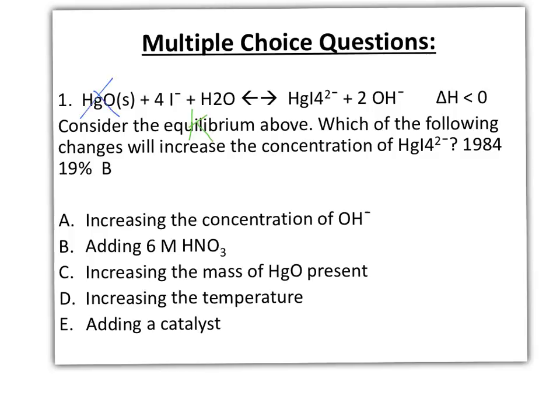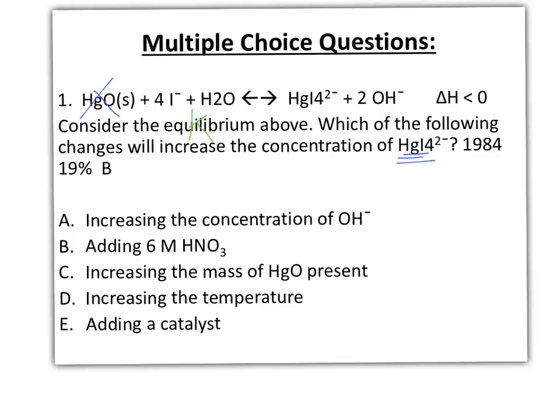Now let me ask you this. Can H2O be anything other than aqueous? No. We know water has the ability to be liquid or gas or vapor, so I'm assuming that this is going to be vapor, hopefully. And then it's got that other ion, and then it's got a hydroxide ion. So which of the following changes will increase the concentration of this thing right here?